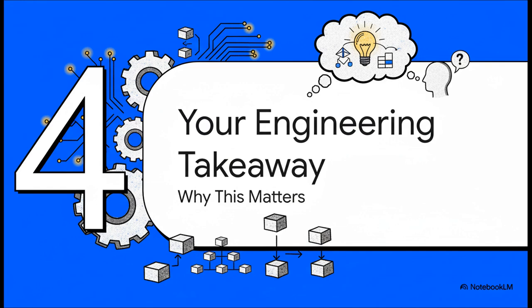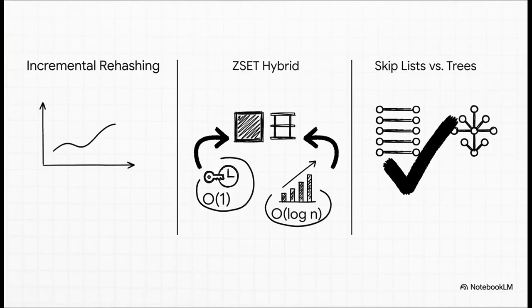So, why does all of this matter for you as an engineer or even just as someone curious about technology? Well, understanding these fundamentals isn't just an academic exercise. It's deeply, deeply practical. If you're ever in a technical interview, these are your gold nuggets. Explain how incremental rehashing is the key to avoiding latency spikes in hash tables. Articulate why the ZSET hybrid is so darn powerful. The hash table gives you O(1) for specific score lookups, while the skip list provides O(log n) for range queries. And for bonus points, you can compare skip lists to balanced trees, noting their simpler implementation for basically the same performance.